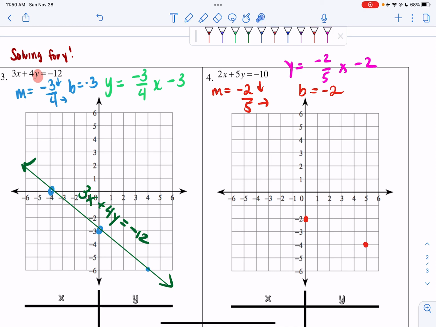Now I'm going to go back to my y-intercept. Instead of going down 2, right 5, I'm going to go up 2, left 5. 1, 2, 1, 2, 3, 4, 5. And I plot a point at negative 5, 0. And now I connect my points using a nice straight line. And that's it. 2x plus 5y equals negative 10.